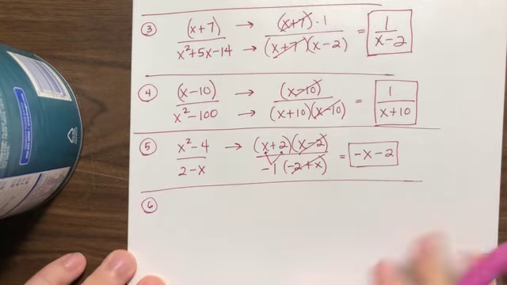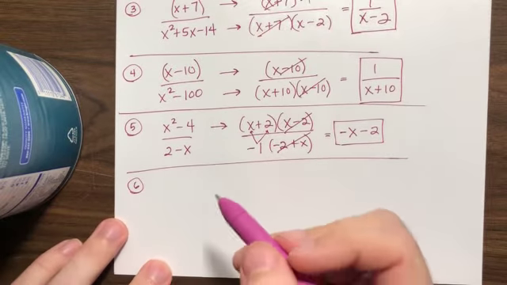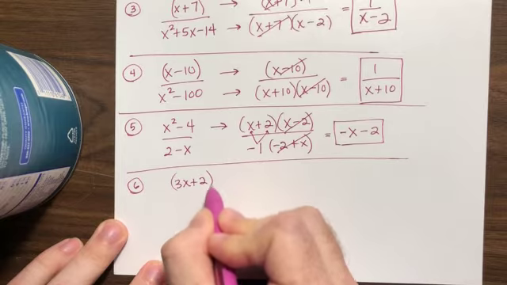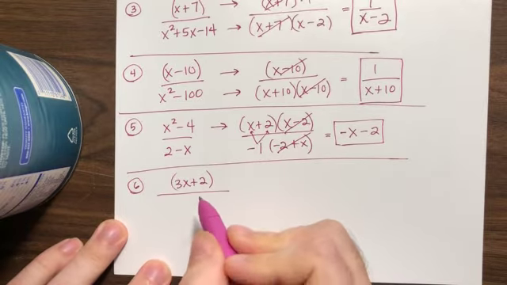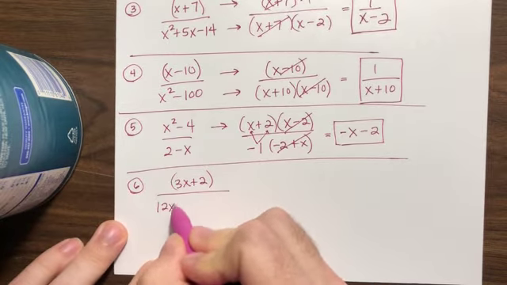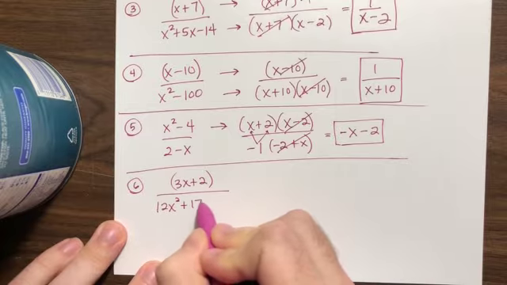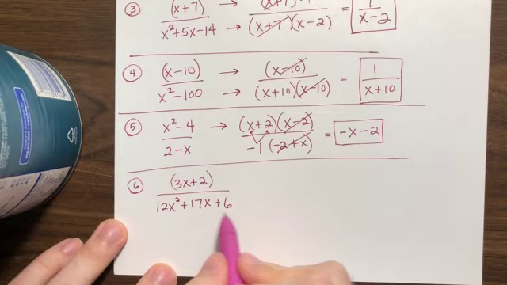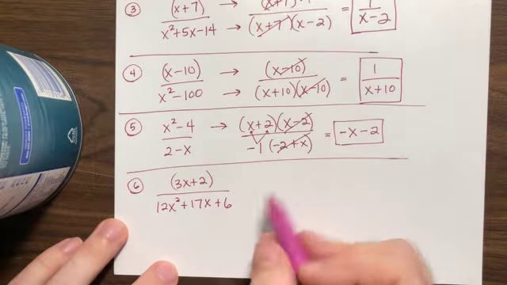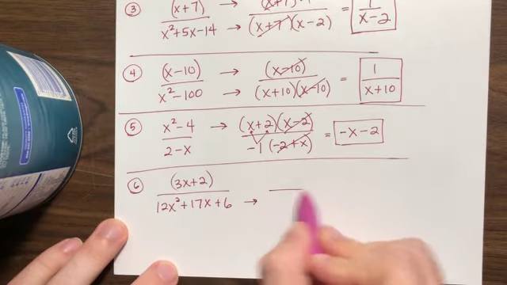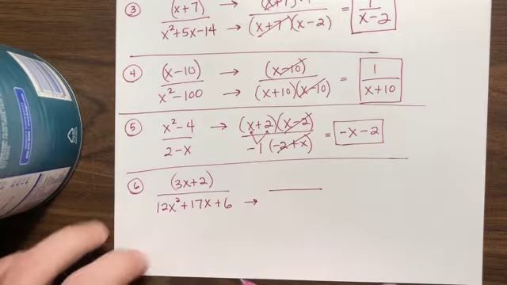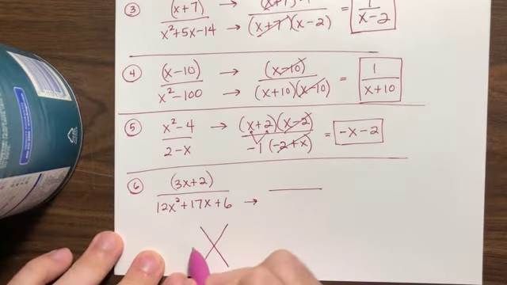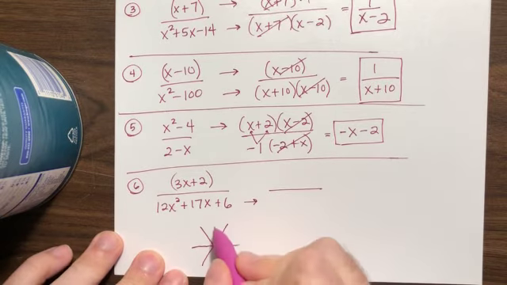Number 6. Can you guys see it? Yeah. Okay. So we have 3x plus 2 in the top. Nothing to do with that guy, so I'm going to put him in parentheses and leave him alone. In the bottom, I have 12x squared plus 17x plus 6. And this guy is 3 terms, and I would really like to factor him with some other easier method, but I don't have one. I'm going to have to do the snowflake. Yep, that's just how it goes.